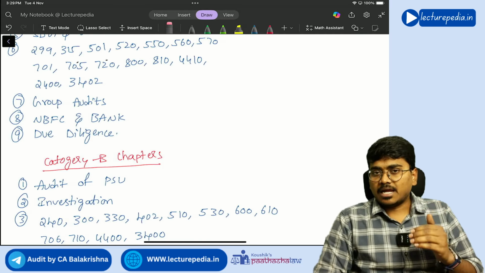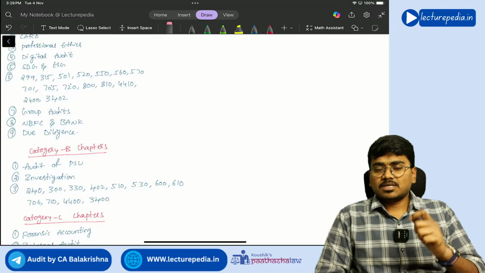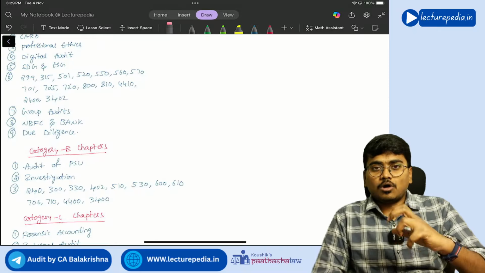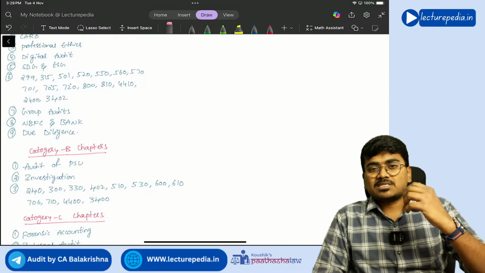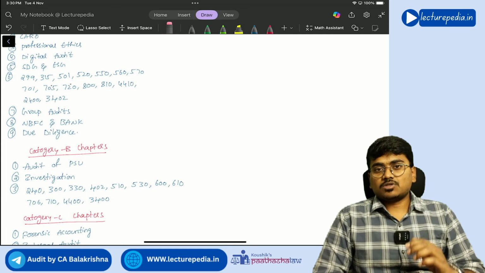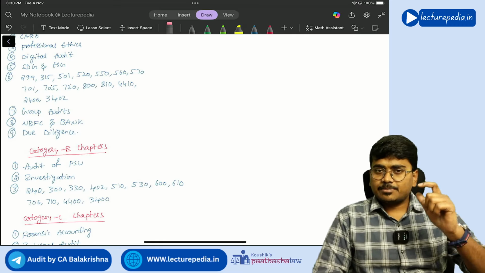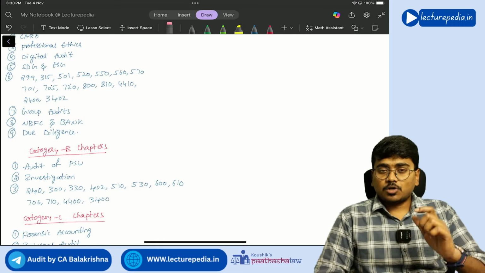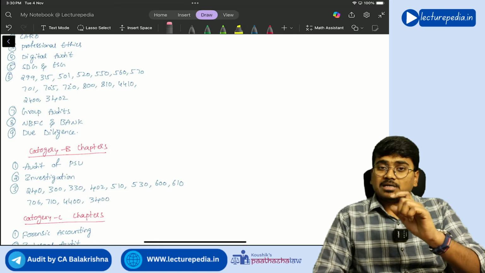Now, the purpose of categorizing these chapters is to guide you on how much time has to be spent on each particular chapter. The chapters in category C, it doesn't mean that you have to skip them completely. You have to spend lesser time. So divide the complete time that you allocate to audit: 60% on category A, 30% on category B, and the remaining 10% on category C. Like this you allocate the time among these chapters.